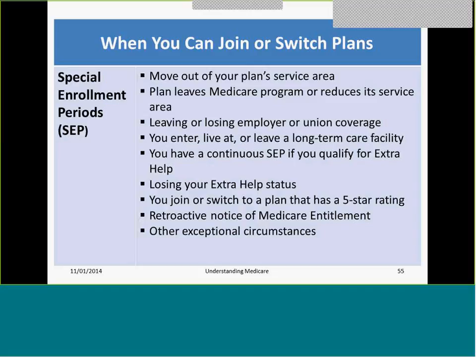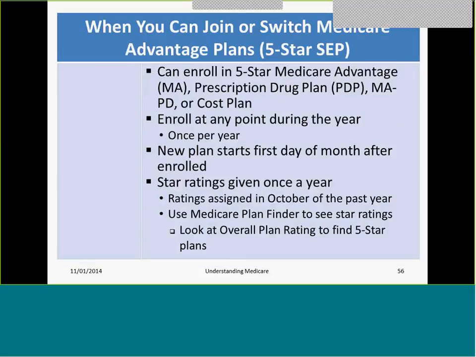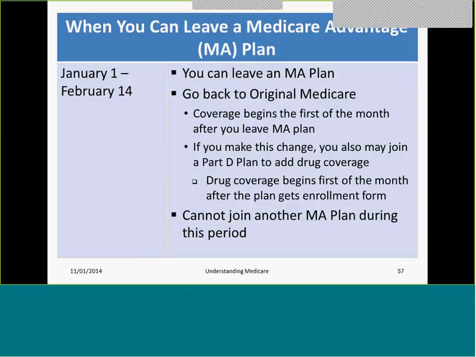Some of the more common SEPs, and we'll have that greater discussion of that in a separate training program. 5-star plans, we don't have any here in Kansas City, but they have an open enrollment all throughout the year, an SEP, and it is 1 SEP per year to move into a 5-star plan.